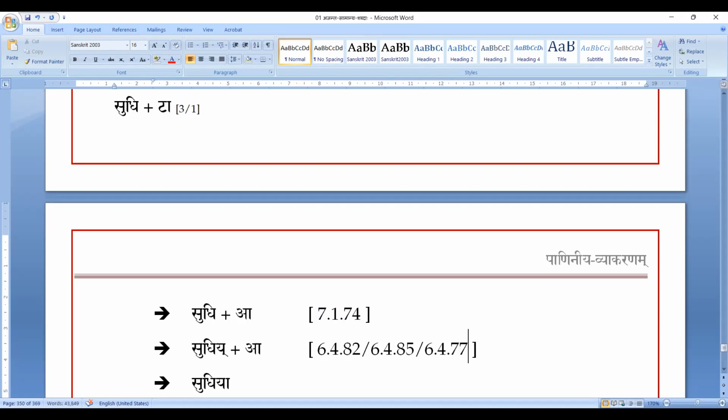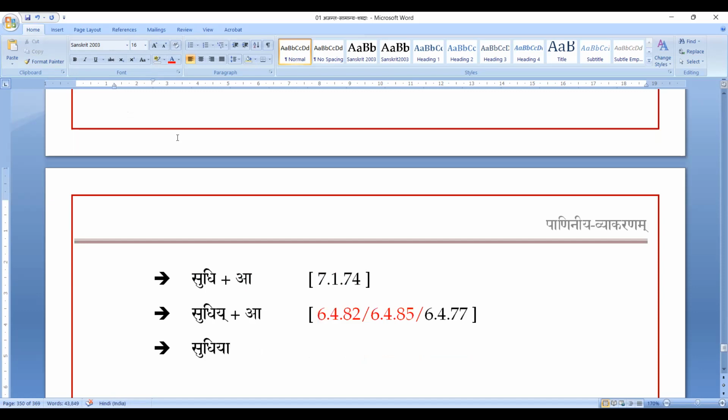So here, just mark this cannot apply, because Nabu Sudhyo dismisses the Yanadesha. Therefore, Yanadesha will come to Sudhya. Therefore, two forms we have.